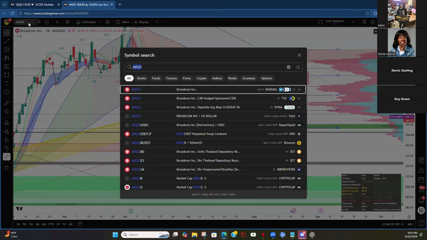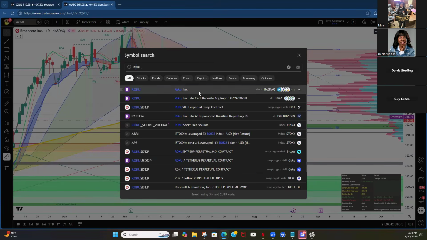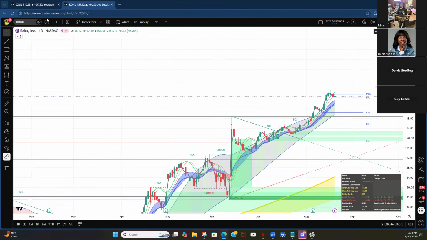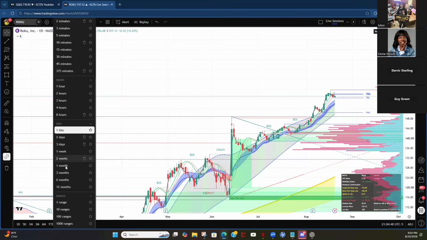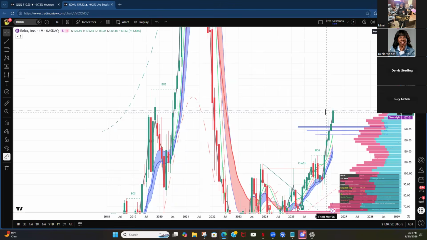Another example is I think it's Roku. So you see Roku, if you guys have been watching, I've been saying pay attention to this one because it's been creeping up. Look at it, it's just going, going, going. Well, I had to go all the way back and figure out where it's trying to go. Like you can see, we have this area right here.